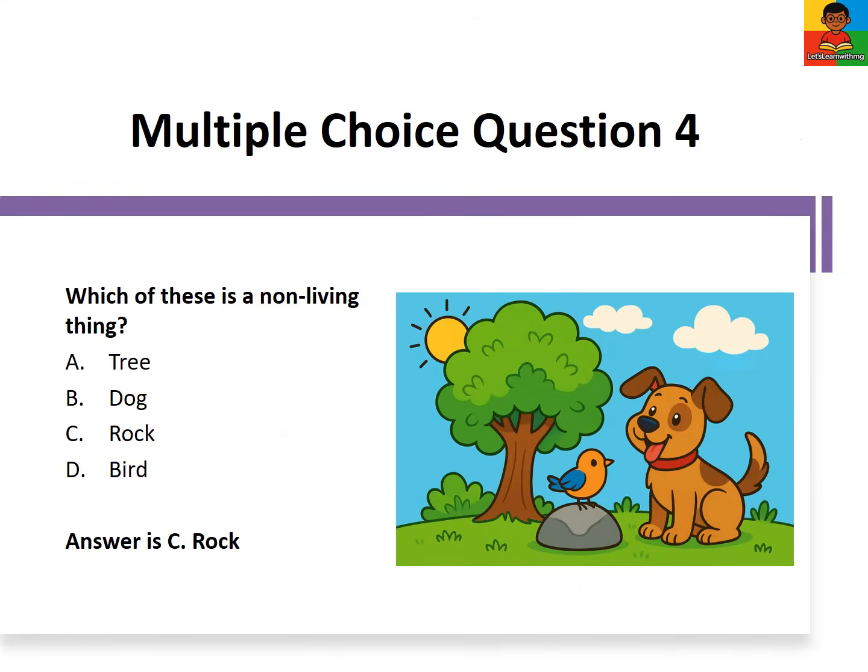Multiple choice question 4. Which of these is a non-living thing? Option A, tree. Option B, dog. Option C, rock. Option D, bird. The correct answer is Option C, rock.